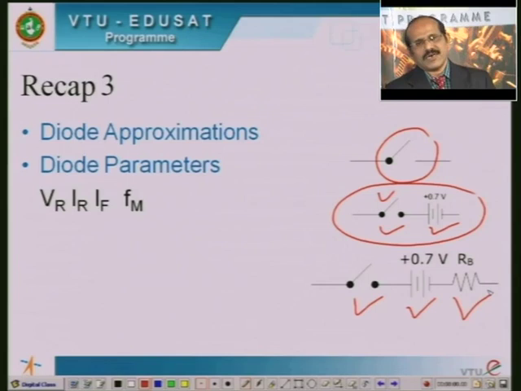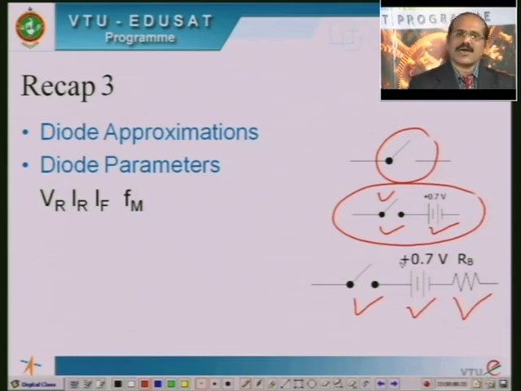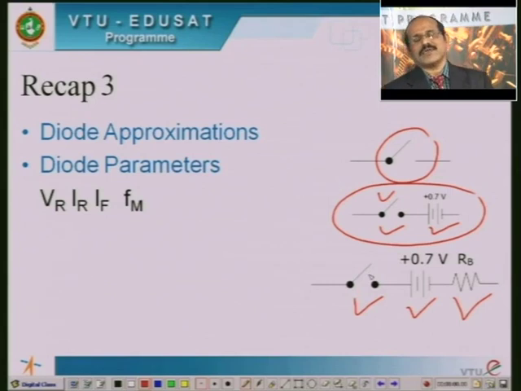Once again, when the diode is forward bias, it is represented by the closed switch in series with the 0.7 volts drop, which is in series with RB. Whenever the diode is reverse bias, it is represented as an open switch, once again in series with the 0.7 volts and RB.